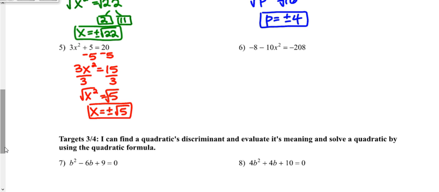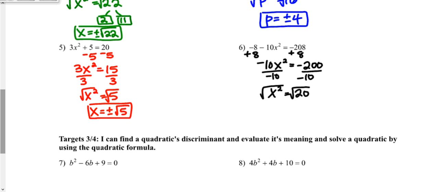On this one, just because it's in a little bit of a different order, don't let that confuse you. I'm going to start by adding 8, so negative 10x squared equals, that would be negative 200. And if I divide both sides by negative 10, I get x squared equals positive 20.